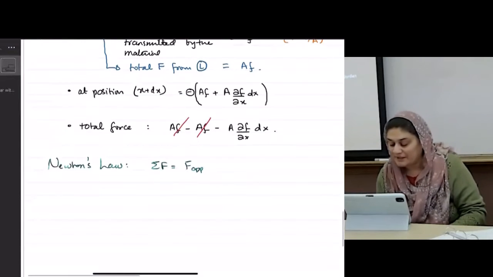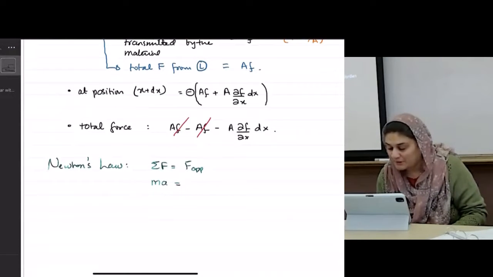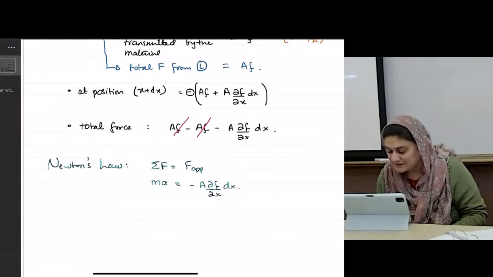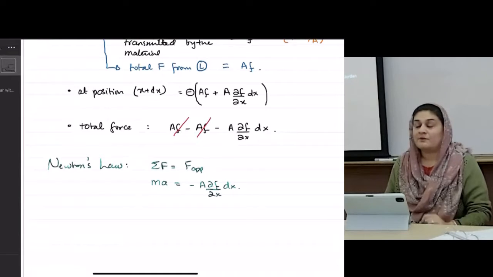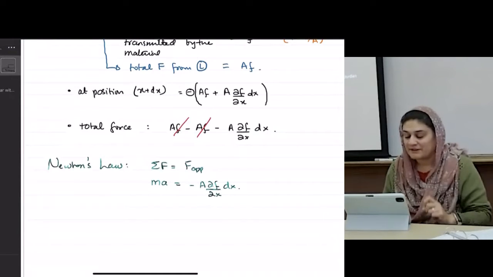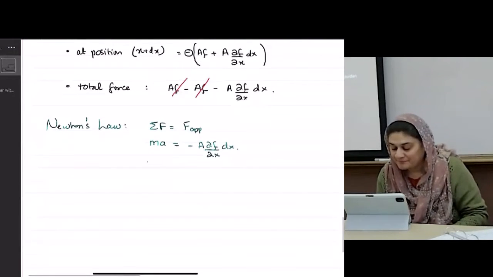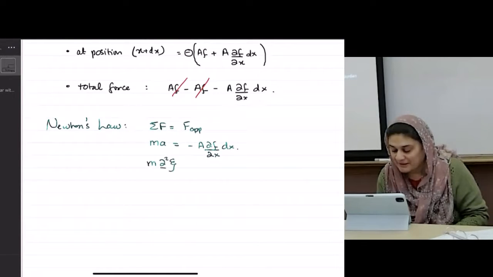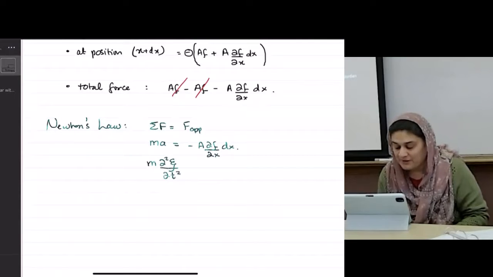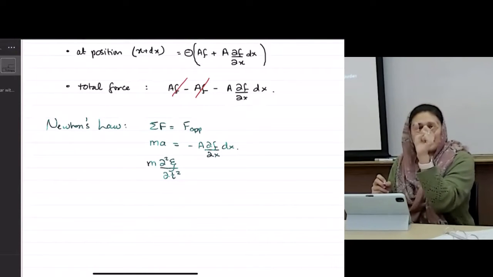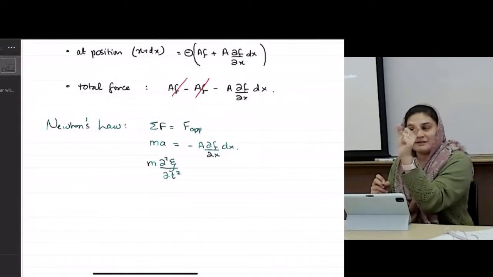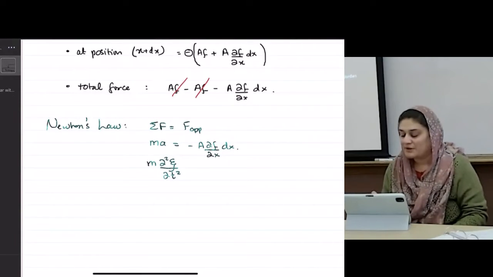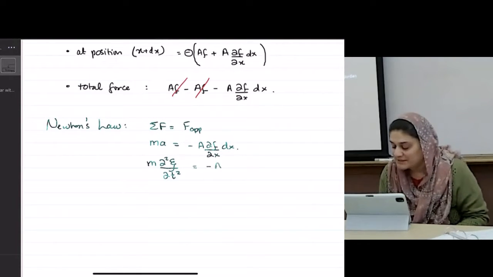Which means I can write this as ma equals minus A partial F over partial x dx. Okay, now watch carefully. What is my a? A is partial squared eta over partial t squared. It's the acceleration of that little segment moving back and forth, which is equal to minus A partial F over partial x dx.